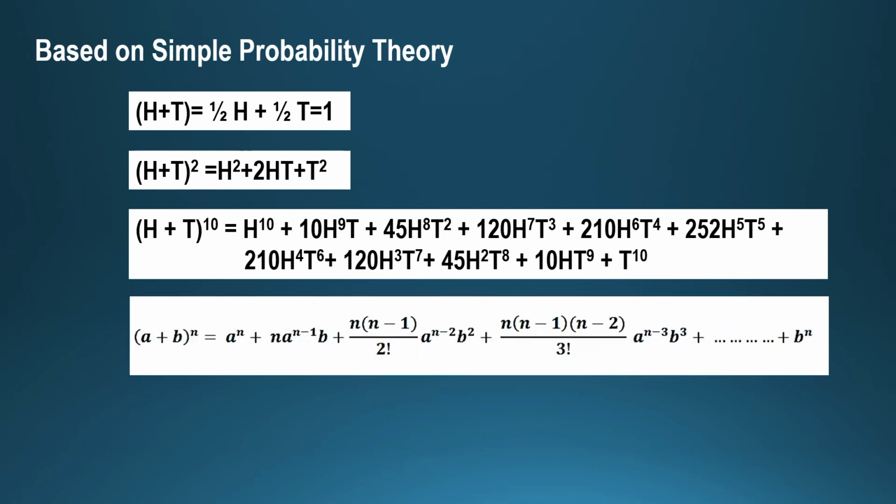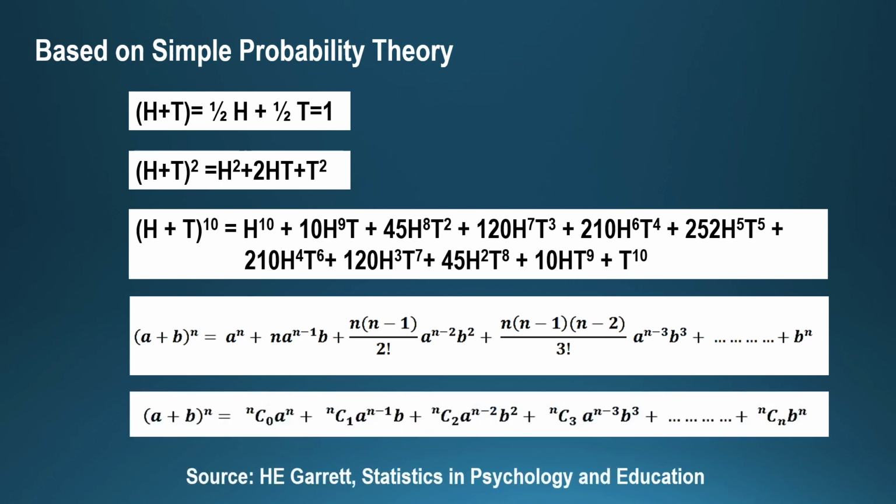You can generalize this. If you have two things, a plus b raised to power n, then the general equation can be nC0 a raised to power n plus nC1 a raised to power n minus 1 b, and continuing up to nCn b raised to power n.